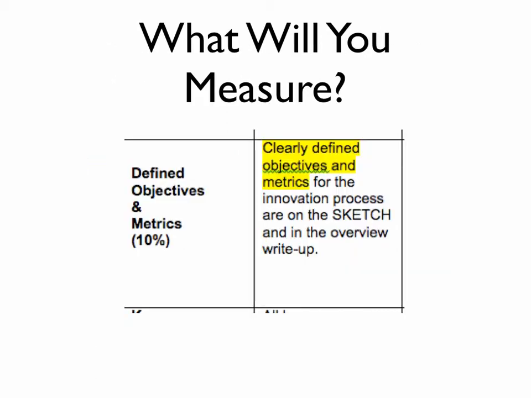Next, trying to decide what you're going to measure. To get the full points here, the key phrase is clearly defined objectives and metrics. So what are you going to measure? That's up to you based on your company, your process, and your strategies, and that's going to be different for everybody. But I will tell you this: almost every company, when developing something new related to a new innovation, is measuring something to do with time or money. Time or money is almost always what your innovation process will measure.